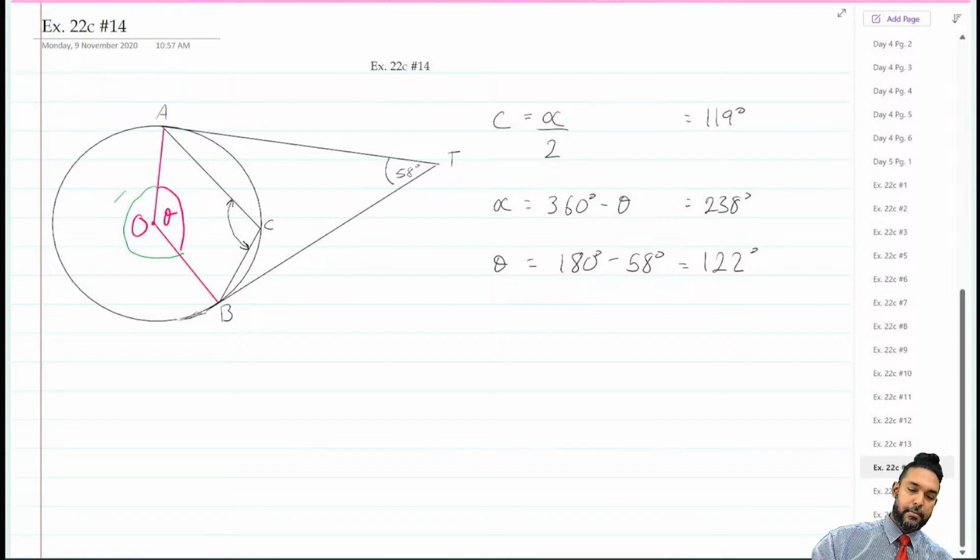Alpha. That's just a different symbol called alpha.